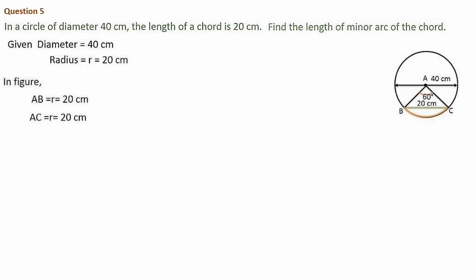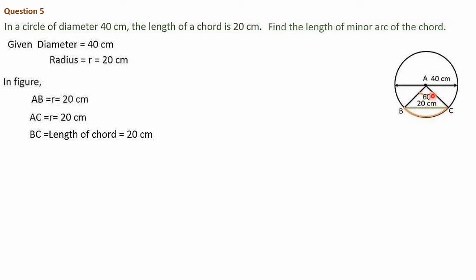And BC, our chord, that is also 20 centimeter. Then when you check this triangle ABC, all these three sides AB, BC and AC are of same length, 20, 20, 20. Means triangle ABC is an equilateral triangle. All three sides are equal. Equilateral triangle means this angle is quite simply we can write, that is 60 degree.